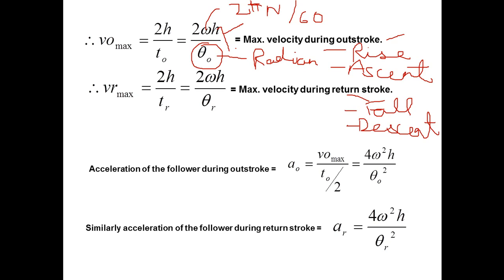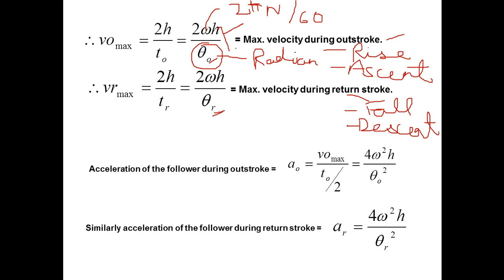Similarly, for the return stroke, the formula is 2 omega into h divided by theta r. Same equation, just this is for the rise part and this is for the return part. So this is the angle of return stroke, that is the angle of descent. Whatever angle you take in the return part, that will be theta r.